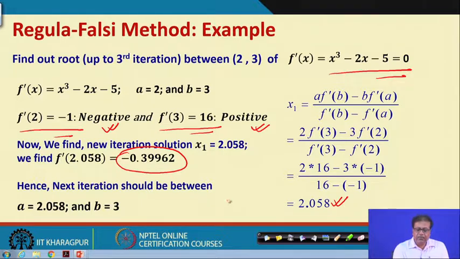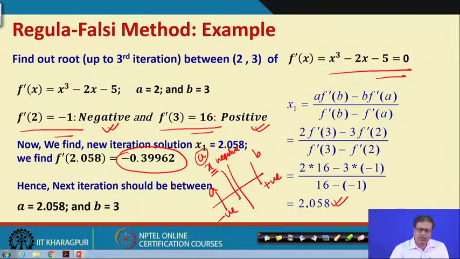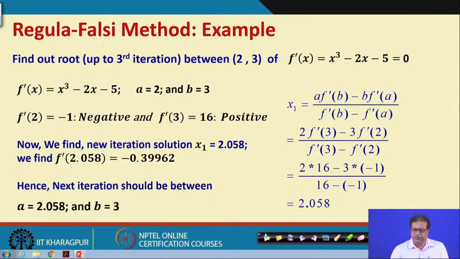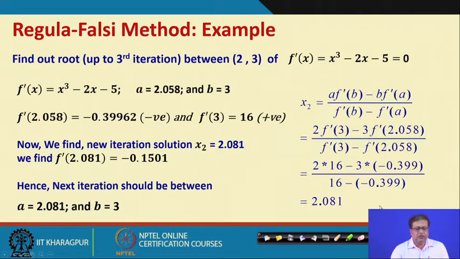So, as I say in the scale, this side is somewhere in between. This is negative, this is positive, this is a, this is b. We get an x which is negative. So, that means now this should be our new a, fine. What is our new a going to be? It should be 2.058, right. So, then we should iterate between 2.058 and 3, right. So, again we do that.